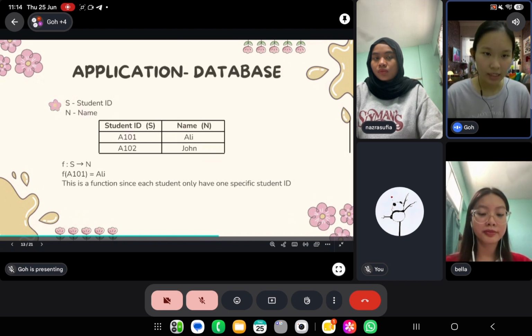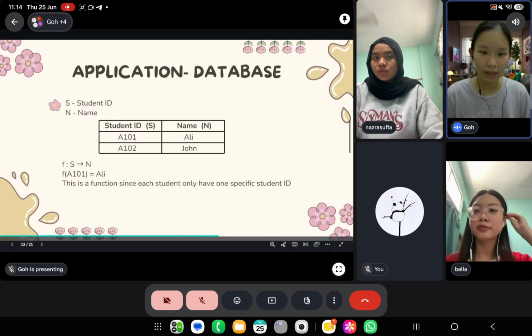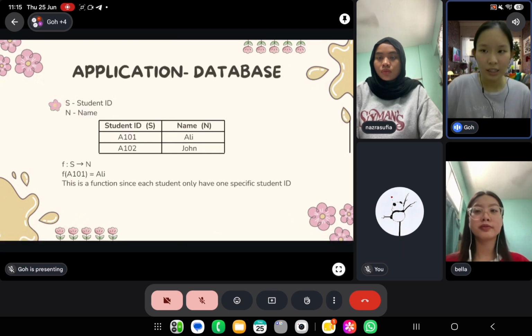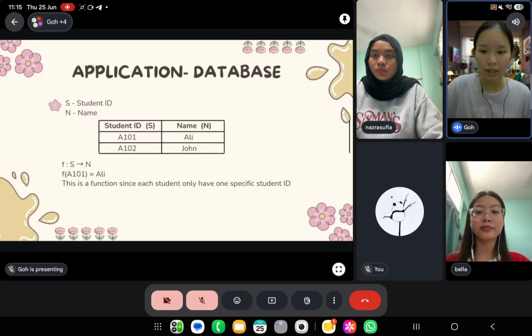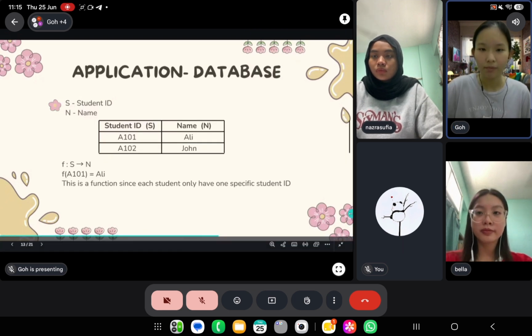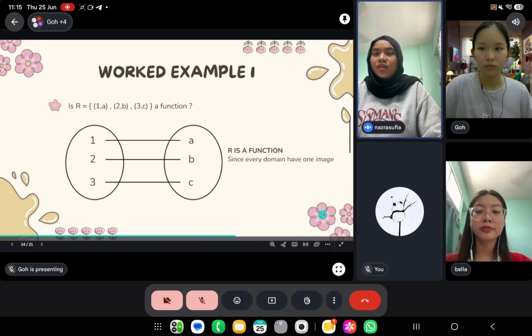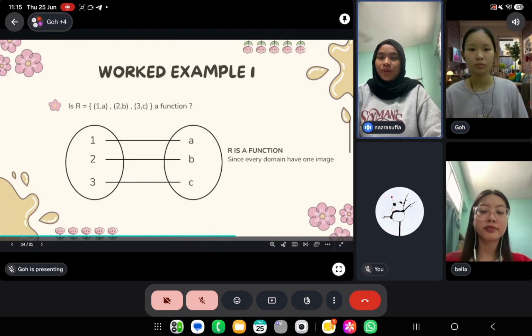So we let X be student ID and N be name. So we have two student IDs, which is A101 for the name Ali and A102 for the name John. F from X to N means F(A101) equals Ali. This is a function since each student only has one specific student ID. So we go for the next, which is worked example 1.